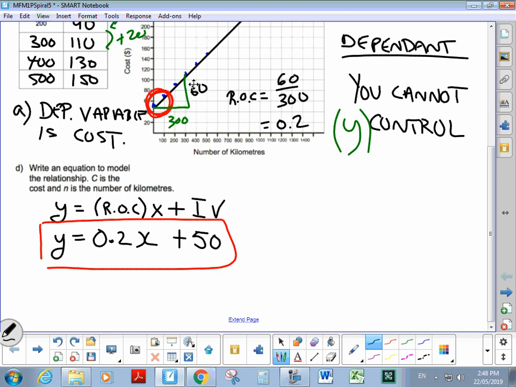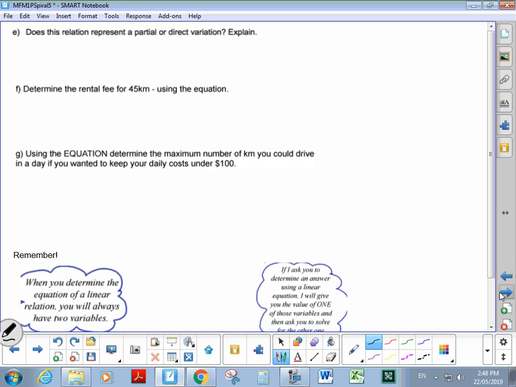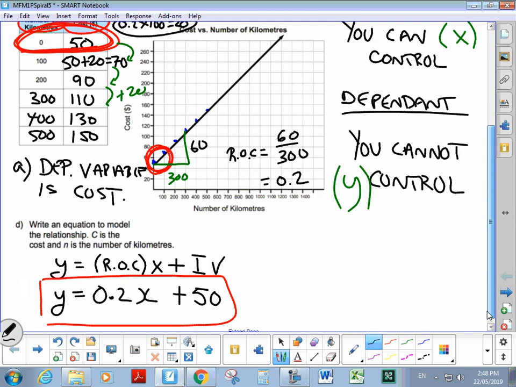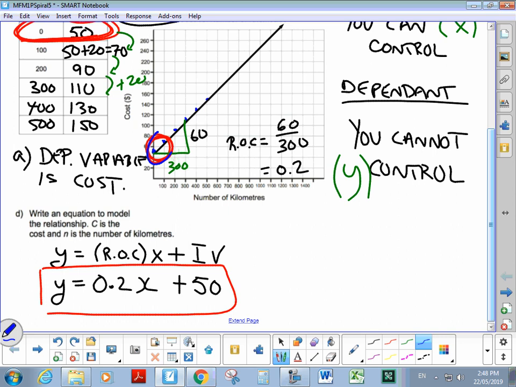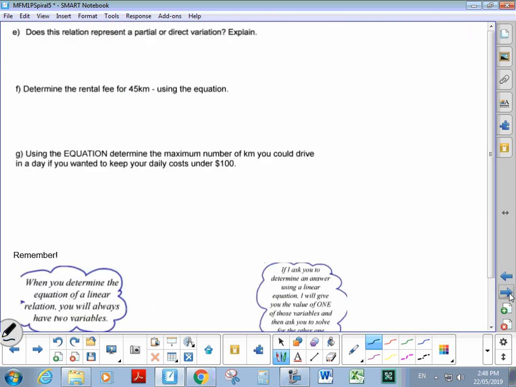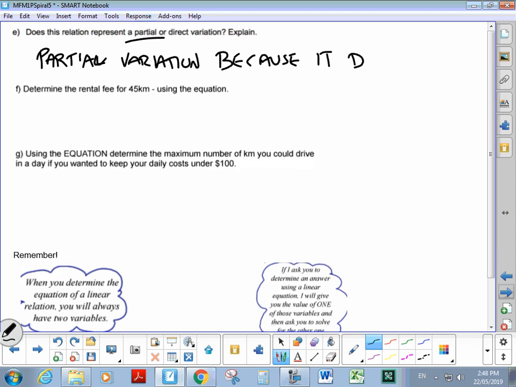You can get that any way of those. Flipping over. E, what does this relation represent, partial or direct? We have an initial value. If you have an initial value, then it is a partial variation. So it's a partial variation, because it does not go through (0, 0).